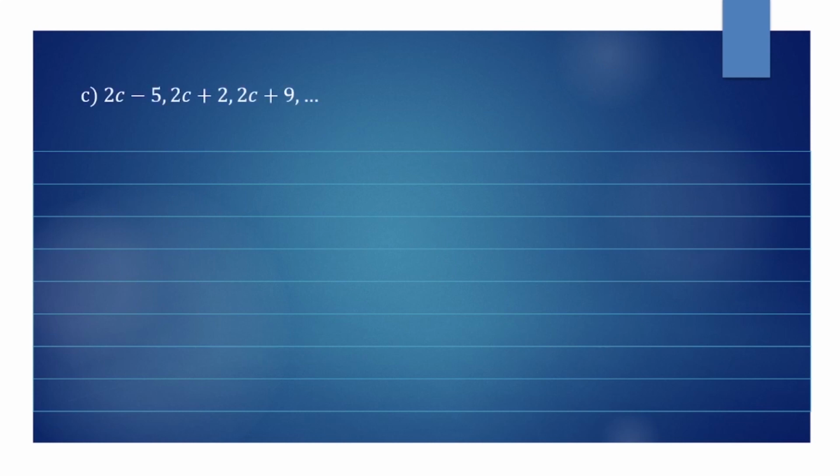In the last question, we have a sequence which involves a constant, which is c. So we can see from our sequence that a is 2c minus 5. That's our first term. And d will be the difference between, say, the second term and the first term. So we have 2c plus 2 minus the first term, which is 2c minus 5.